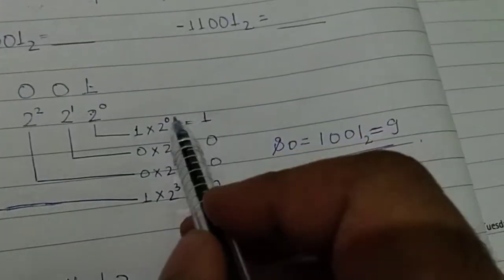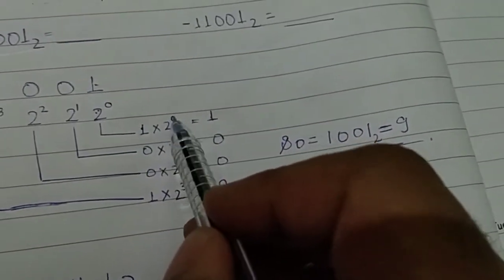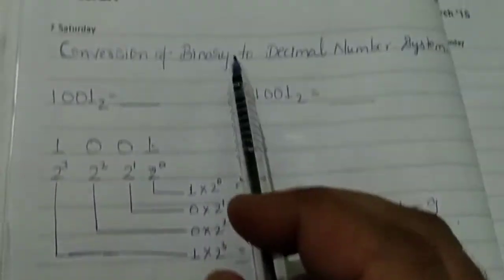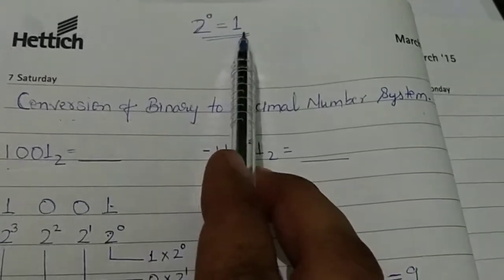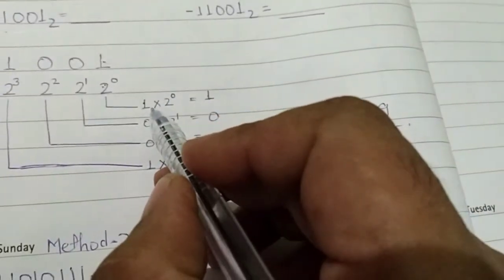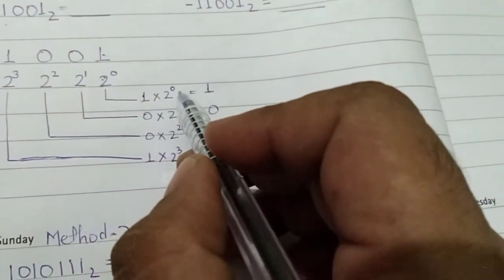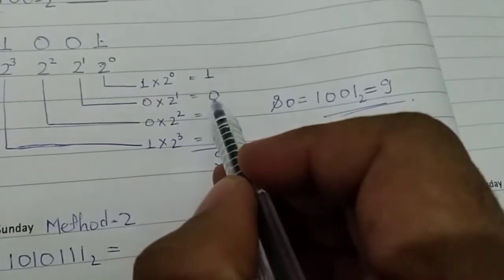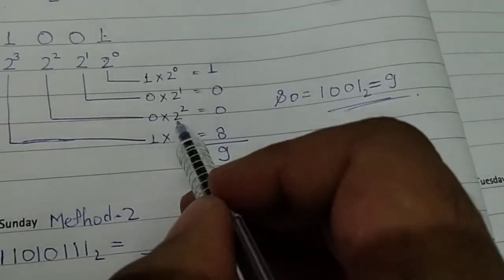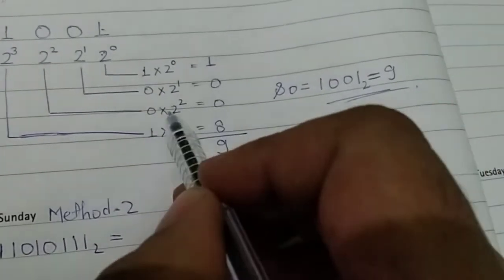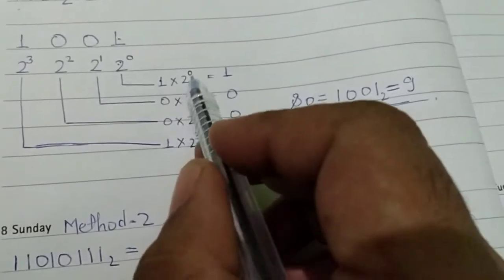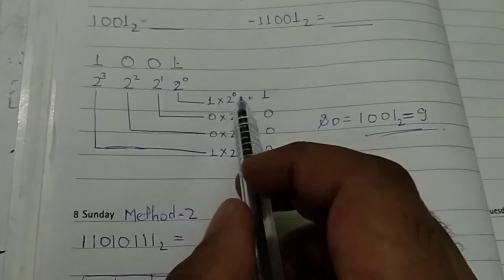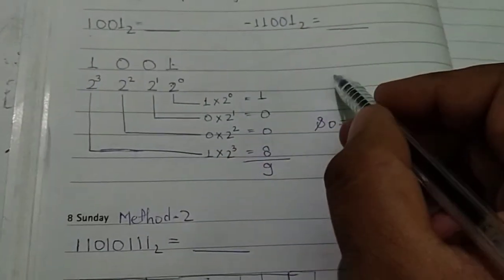Now we should always remember 2 to the power 0 in binary values. Whenever the power is 0, then it will always become 1. So if I am multiplying 1 into 2 to the power 0, then it will become 1. 0 into 2 to the power 1, it will become 0. 0 into 2 to the power 2, it will become 0. Why? Because any value multiplied by 0 is 0. Now how we are going to multiply this, like 2 to the power 0, what it will become, it will become 1.